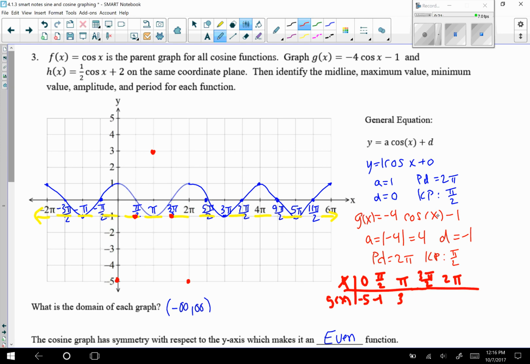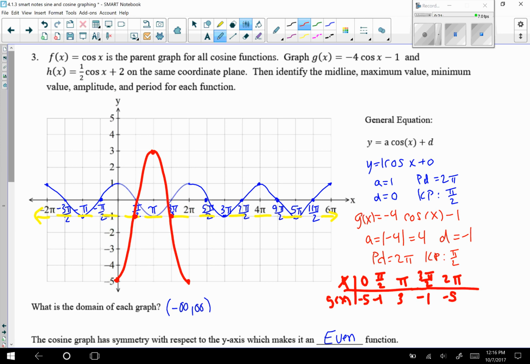The cosine of 3 pi over 2, when I plug that in for x, we would get 0, and 0 times -4 is 0 minus 1. And then the cosine of 2 pi again is 1, so 1 times -4 is -4 minus 1 is -5. So if it helps you to make a table, you can also do that. Again, it's just whatever helps you to graph these.